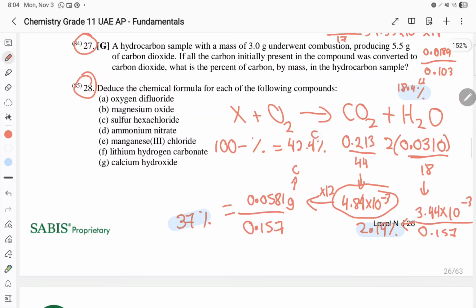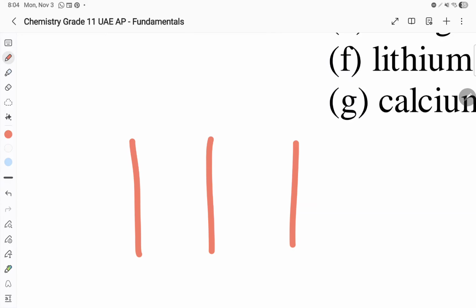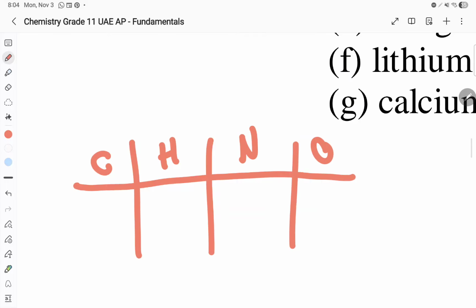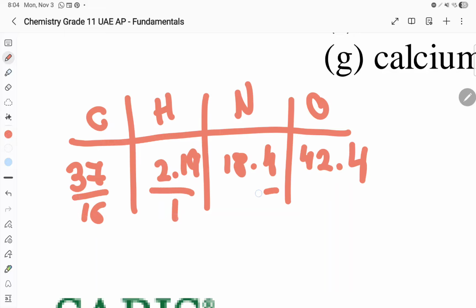Now I'm going to need you to take all your percentages and what they're for and draw a small table. We have carbon, hydrogen, nitrogen, and oxygen. Carbon had 37%. This had 2.19. This had 18.4. This had 42.4. Now I'm going to need you to divide all of these percentages by the molar mass of each atom. So divide by 12, divide by 1, divide by 14, divide by 16. I mixed up the first one, this is 12.